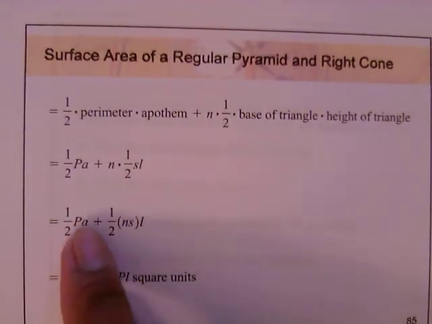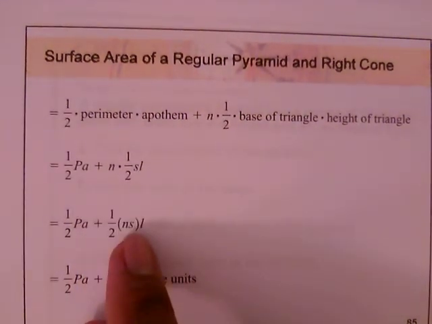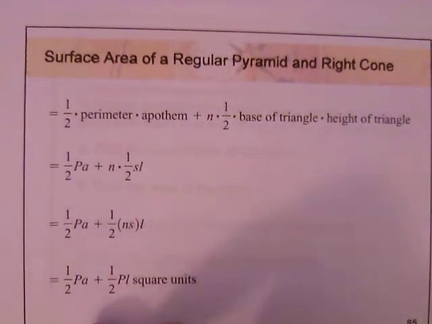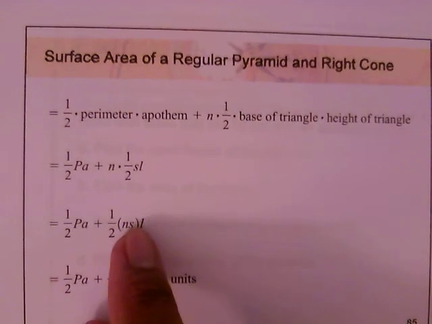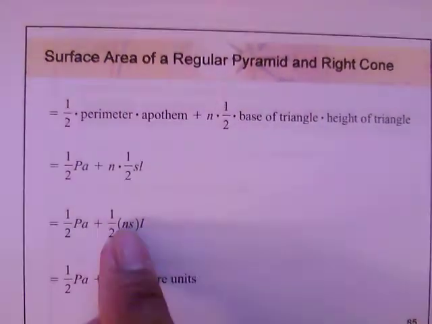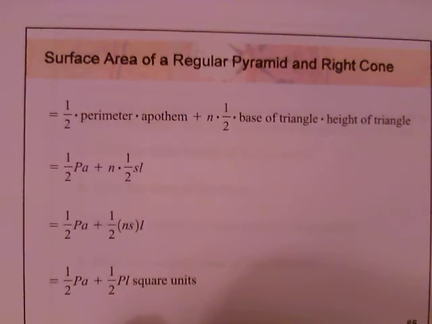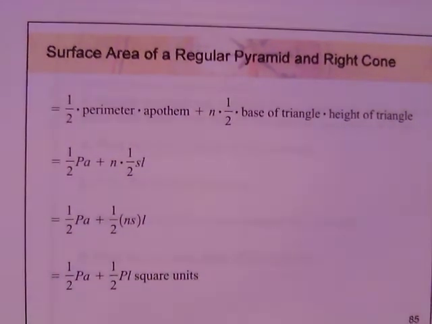Okay, and then 1/2 P times A is equal to 1/2 N times S times L. But here, N times S, the number of sides times the side length, is the perimeter, times the slant height. So that's where that formula is derived.